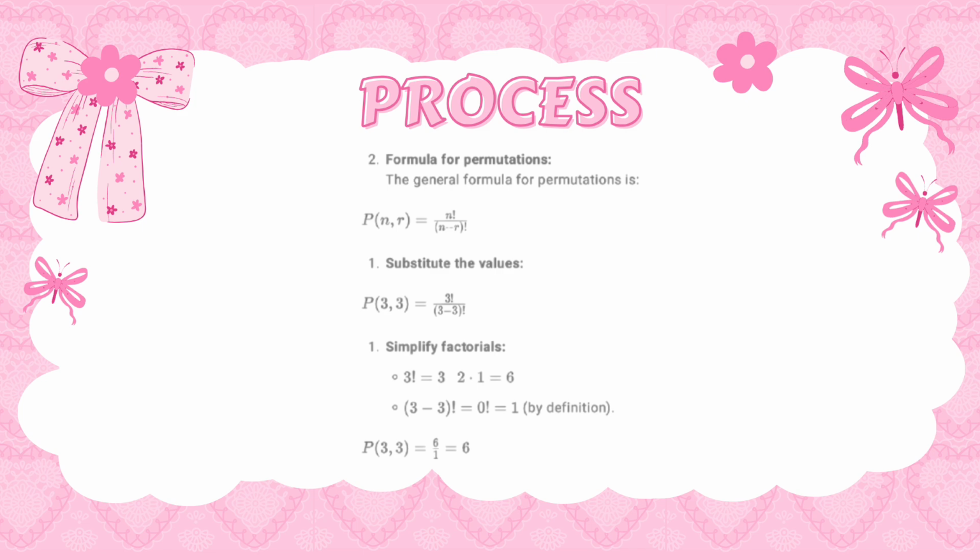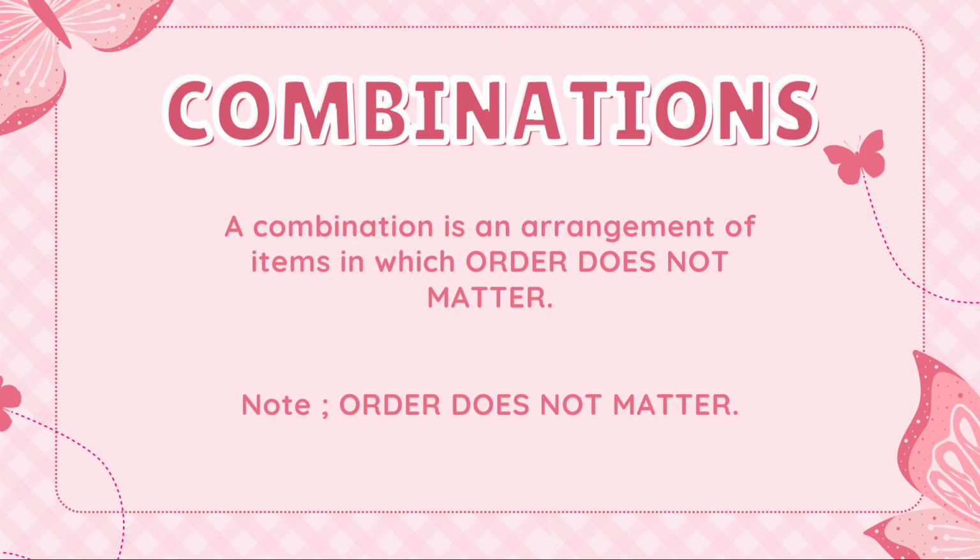Process. Formula for permutations. The general formula for permutation is P(n, r) equals n factorial over n minus r factorial. Substitute the values. P(3, 3) equals 3 factorial over 3 minus 3 factorial. Simplify factorials. 3 factorial equals 3 times 2 times 1 equals 6. 3 minus 3 factorial equals 0 factorial equals 1 by definition. P(3, 3) equals 6 over 1 equals 6. The answer is 6. That's it for permutations.